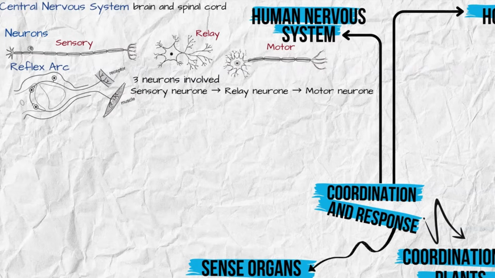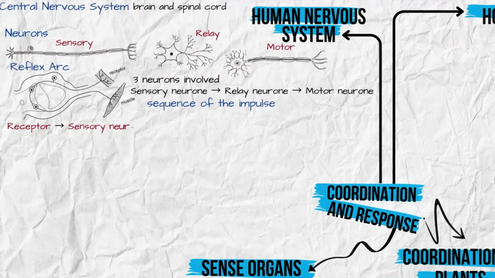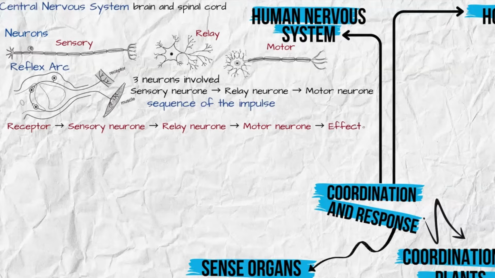Second, the full sequence of the impulse starts from the receptor, then passes through the neurons in the order we already know: sensory to relay to motor, then finally reaches the effector. Receptor, sensory neuron, relay neuron, motor neuron, effector. Say it again and again until it sticks.